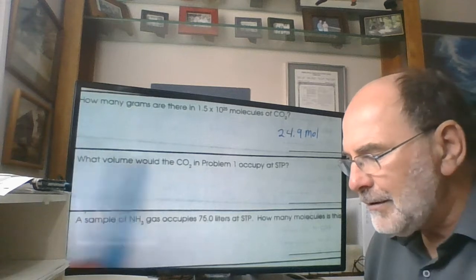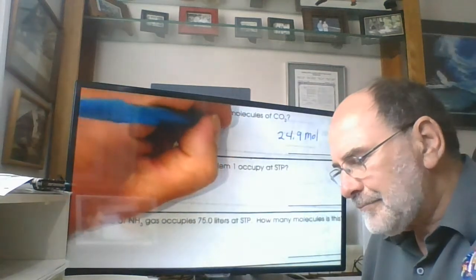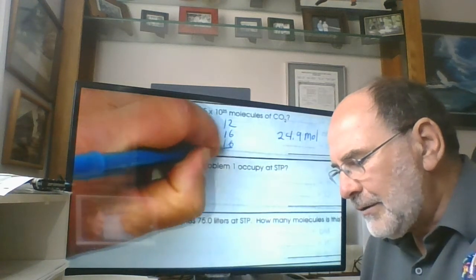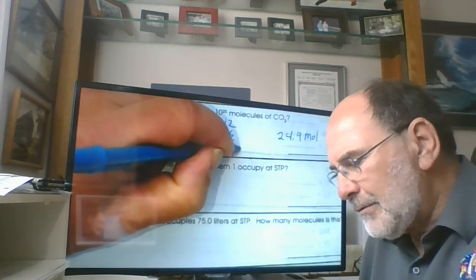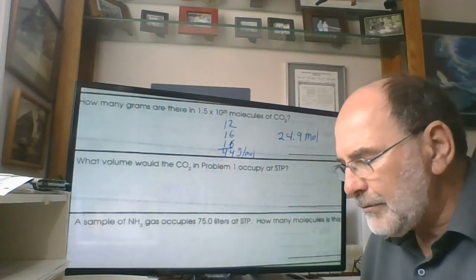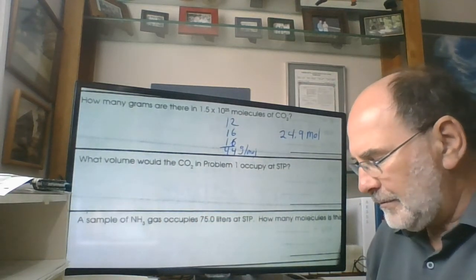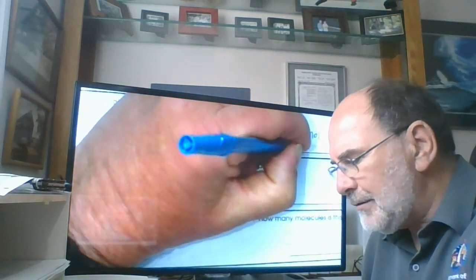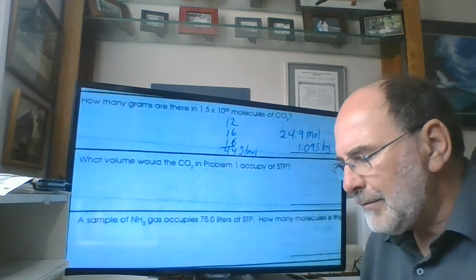Number 1 was how many grams, and you look up on the periodic table the mass of carbon, which is, let's just call it 12, the mass of oxygen, which is 16, and there's two of those, so 16, 12, 44 grams per mole, and I have 24.9 moles, so I can calculate 24.9 times 44, and so I get more than a kilogram, 1.095 kilograms of carbon dioxide.